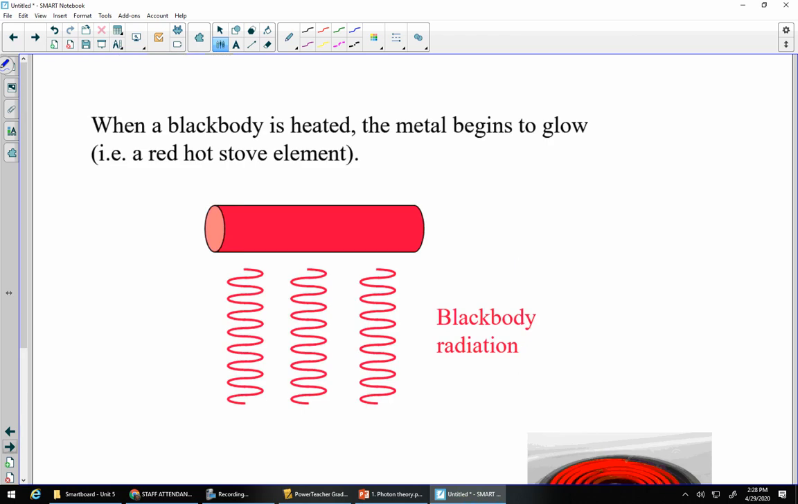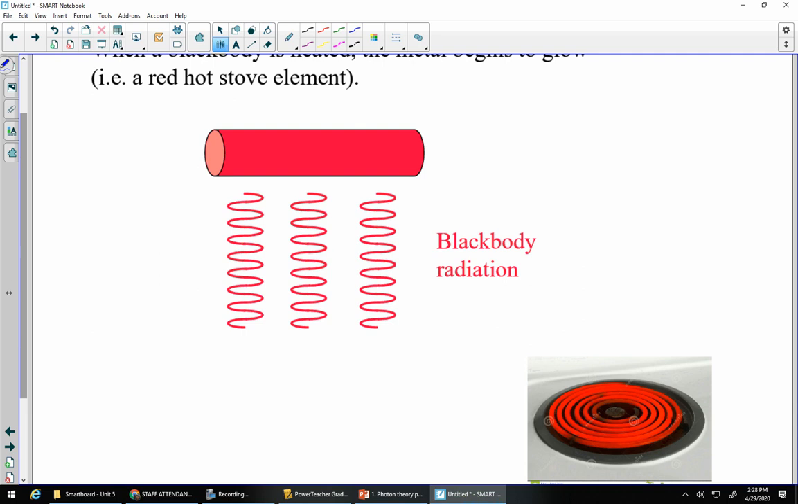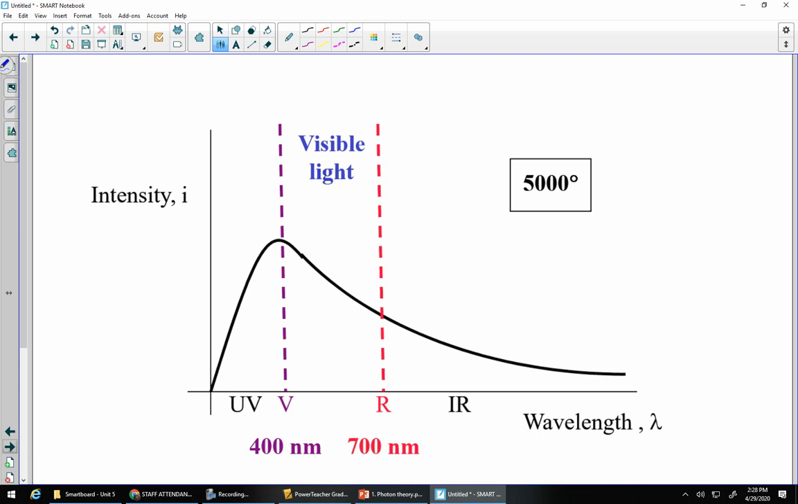When you heat it up though, it starts to glow. So picture a hot stove element. It starts to glow and it starts to give off light, which is what we talked about last unit, electromagnetic radiation. So it gives off this radiation. We call it blackbody radiation because it's coming from something that should have been black, right? It should not be glowing red. It should not be giving off that light.